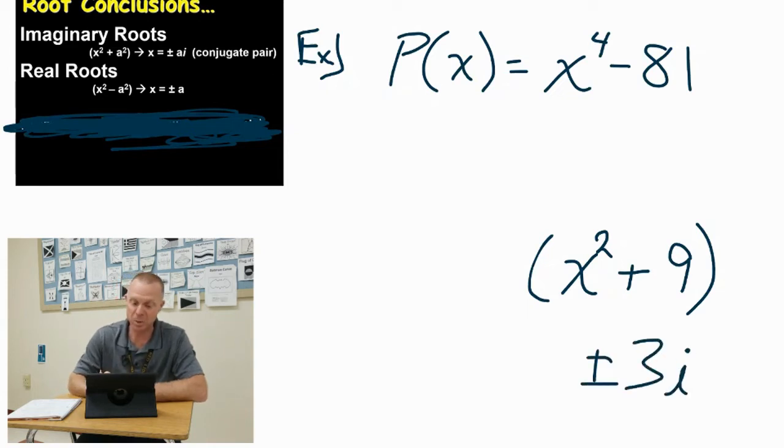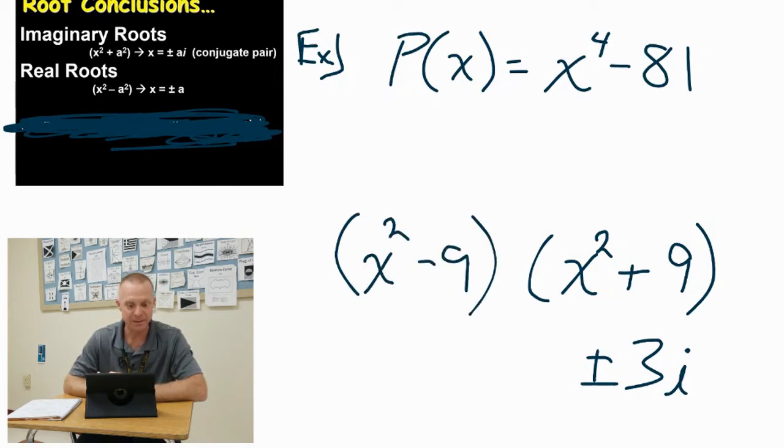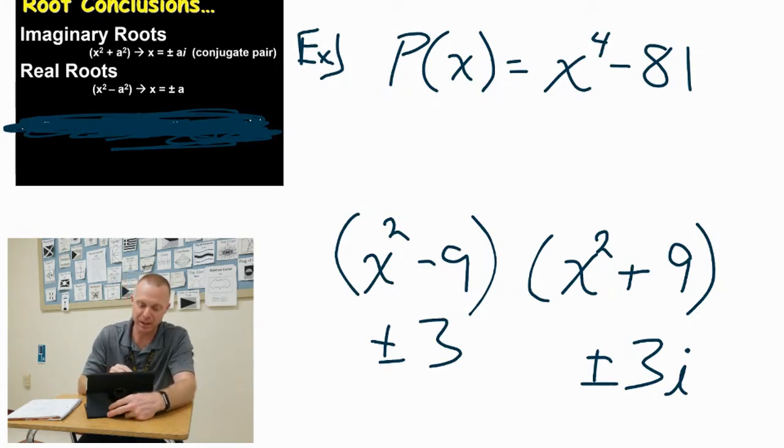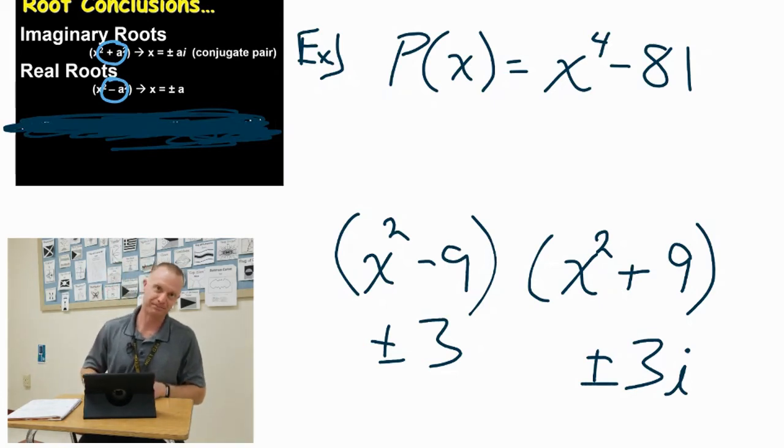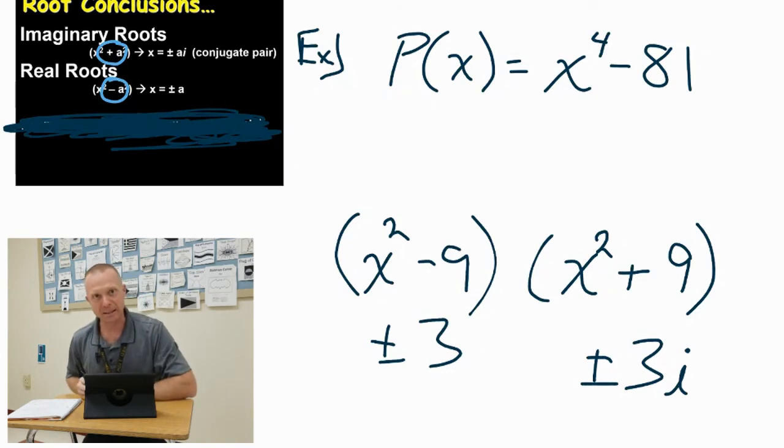When you have an x squared minus, well, you're going to end up with real roots. In the case of this problem, plus or minus 3. But the focus here is the difference between a plus, which gives you imaginary roots, right? Because you're going to take the square root of a negative number, versus a minus, which is going to give you real roots, right? Because you're going to take the square root of a positive number. Okay, we'll keep talking about that. It's just something to process right now.